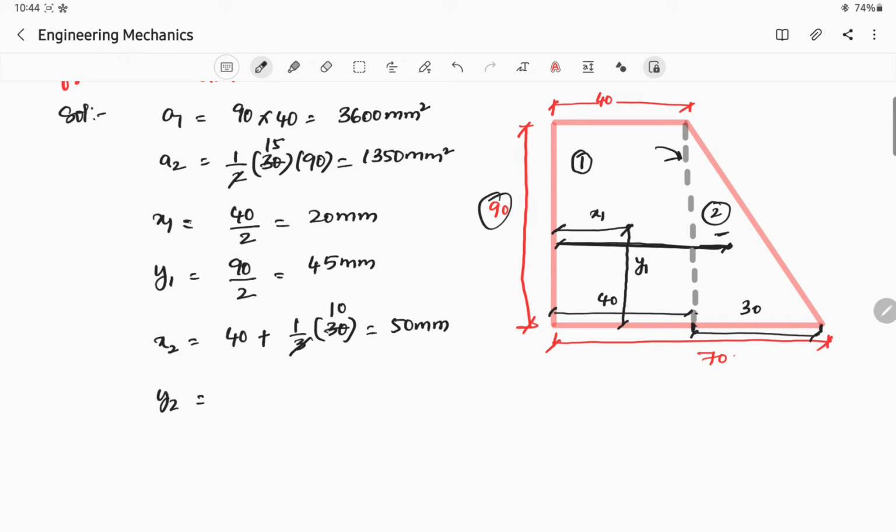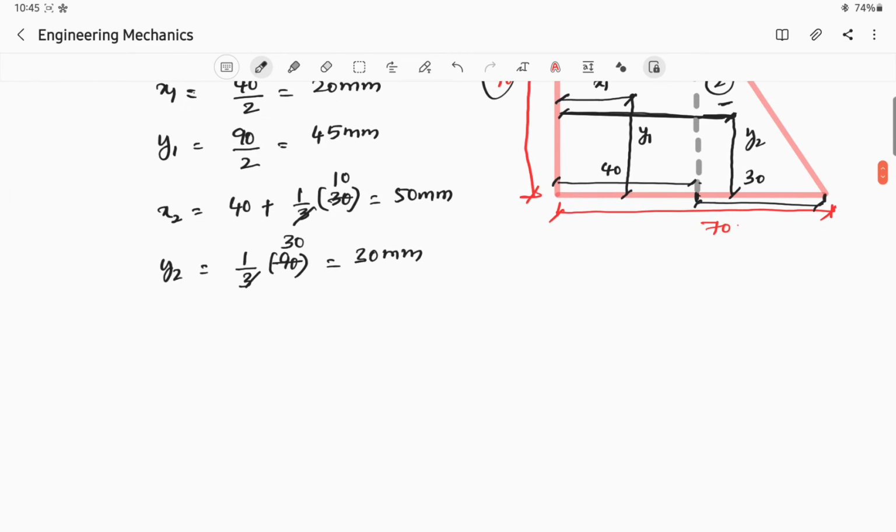What about y2? See here, this will be my y2. So we have the formula for y2 for a triangle, that is, it is also 1/3 of height. So what is the height of the triangle? 90. So 3 ones are 3, 3 threes are 9, 0. So what happens? 30 mm. So we got the value of x1, y1 and the value of x2 and y2.